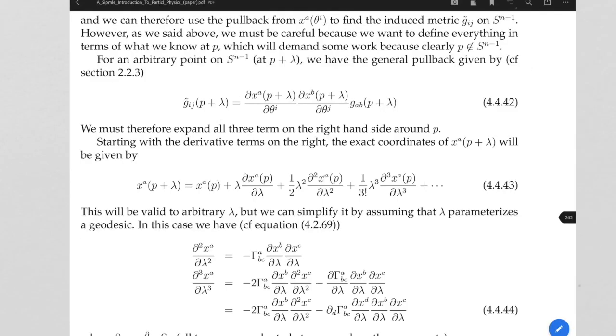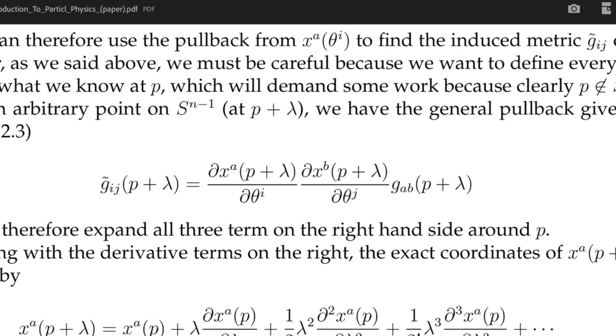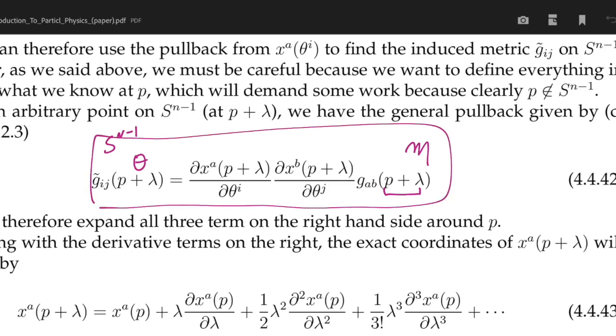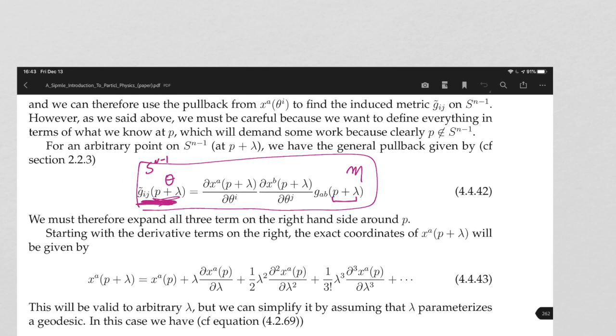So that's what this equation right here is saying. If I take the metric on M, this is the metric on M, and I go through this process, I end up with the metric on S^(n-1). And this is going to be in terms of theta, and is going to cover the entire space S^(n-1). This only covers the p plus lambda parts of M. But this is the expression that's going to drive the entire paper, the core of the paper: calculating what is the induced metric. They call that the induced metric.